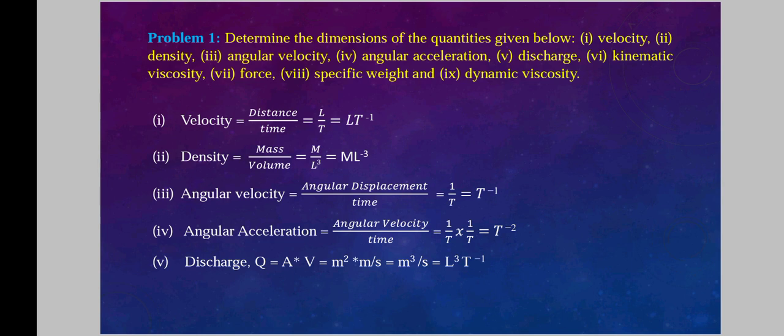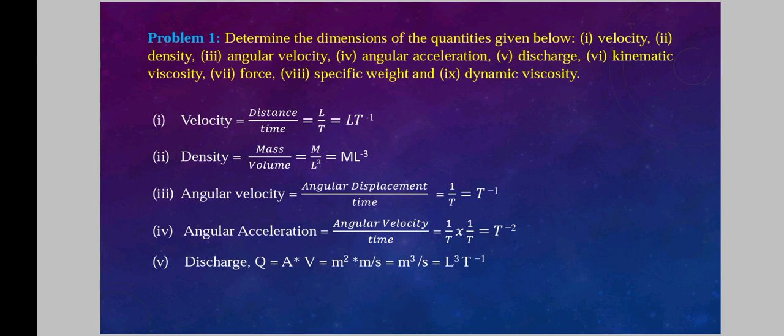Similarly, density is equal to mass by volume. So mass, the symbol is M. Volume, it will be L cubed. So it will be M L power minus 3. And angular velocity, the formula is angular displacement by time. That is 1 by T. So T power minus 1. So angular acceleration, it will be angular velocity divided by time. That is 1 by T into 1 by T. That is 1 by T squared, and it is T power minus 2.